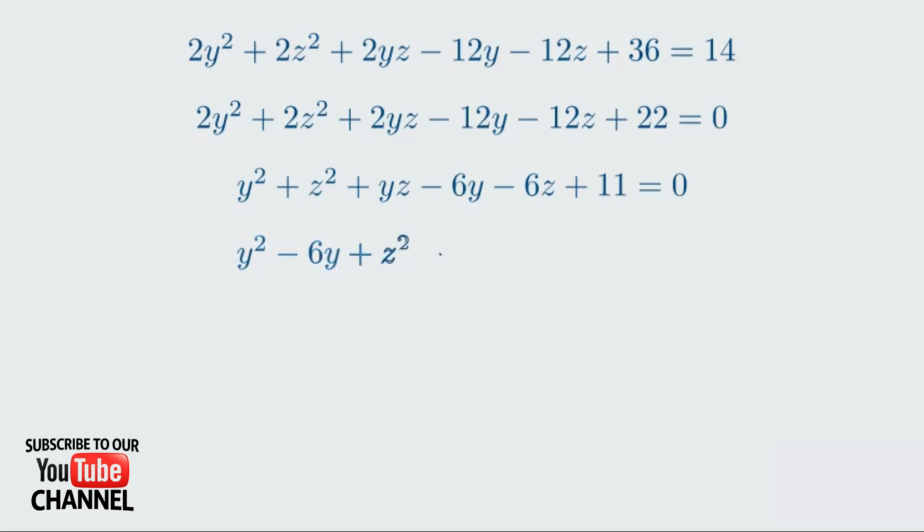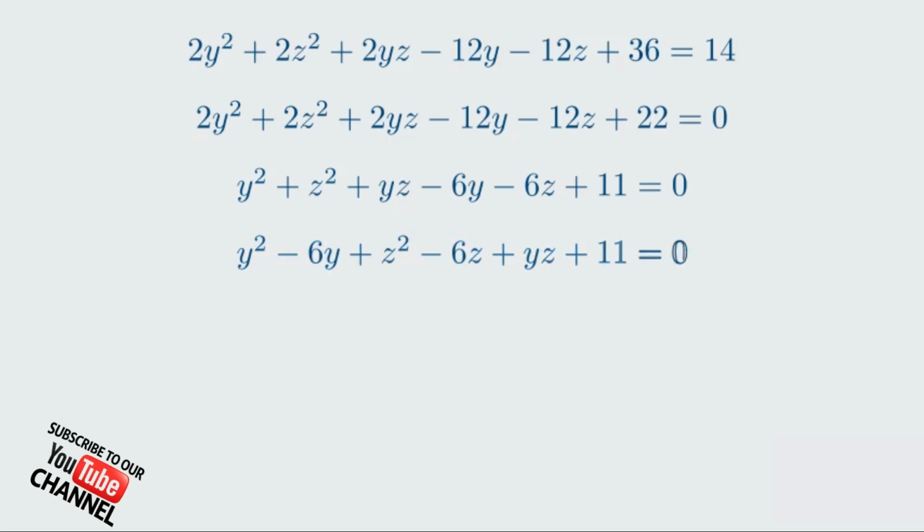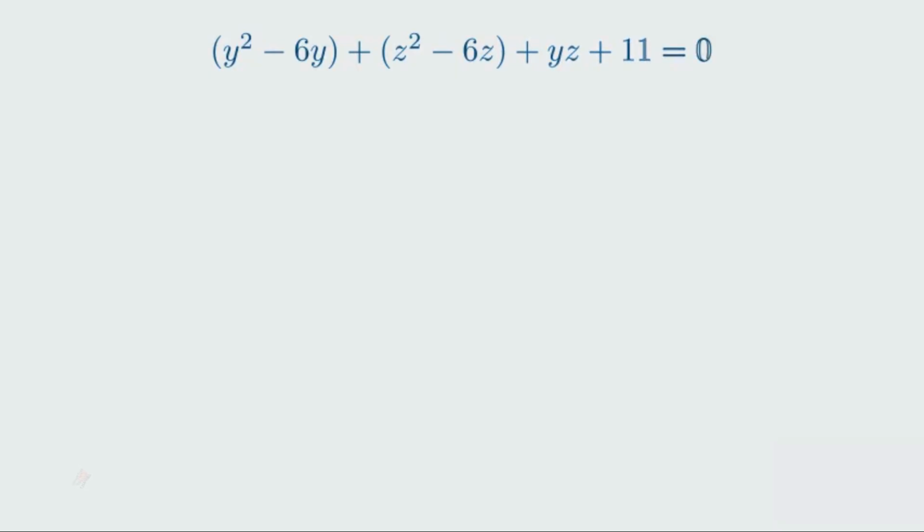Watch this rearrangement. We'll group the squared terms and the linear terms together, and notice how the yz and 11 can be set aside for a moment. This grouping will allow us to see if we can form perfect squares. Let's work with our grouped equation and try to complete the square. Our equation is y squared minus 6y plus z squared minus 6z plus yz plus 11 equals 0.